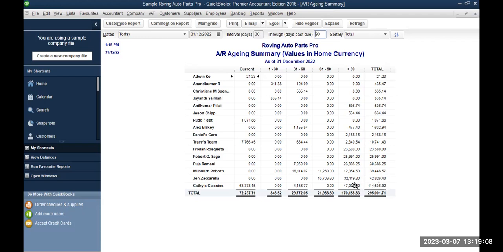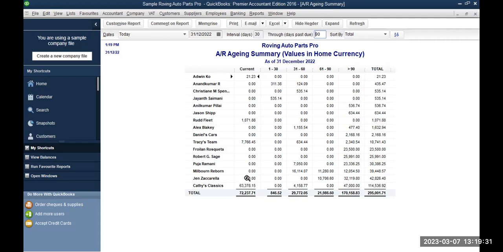Now, if you look at Cathy Classics, as much as they owe you the highest, you can see how the bill is spread out. The biggest percentage of this money is on a recent bill. So maybe management will need to have a conversation about when they are planning to pay this old outstanding bill, but also what considerations are being made for them to be given this additional amount of money.